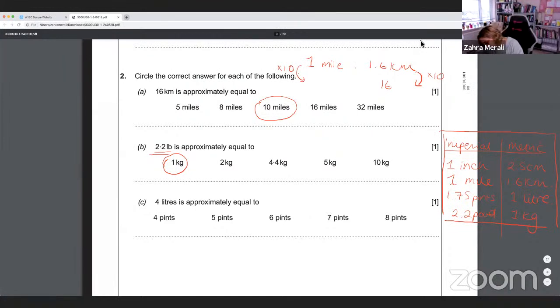4 litres. Well, we know 1.75 pints is equal to 1 litre. So if I want to know what 4 litres are, I have to times it by 4. And when I do 1.75 times 4, so that's 1 3/4 times 4, you're going to have 3/4 times 4. So it's 1 times 4, which is 4. And then 3/4 times 4 is going to give you 3. 4 plus 3 is going to give you 7 pints. Right.